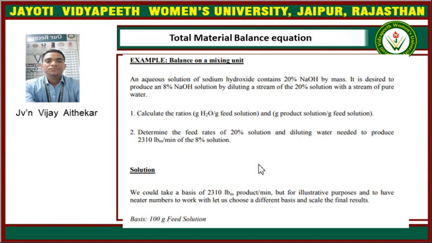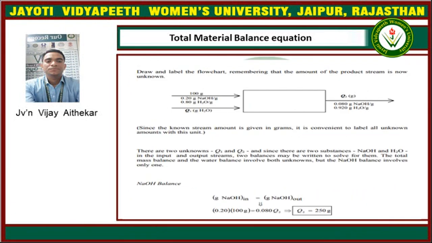We could take a basis of 2310 kilograms of product per minute, but for evaluation purposes it is better to have a convenient number to calculate the final result. Draw the flowchart. It is the flowchart.